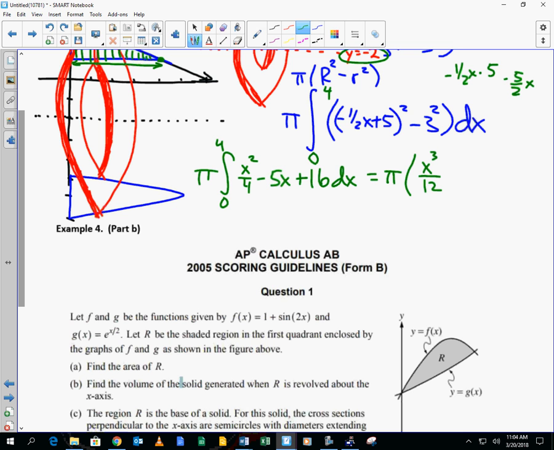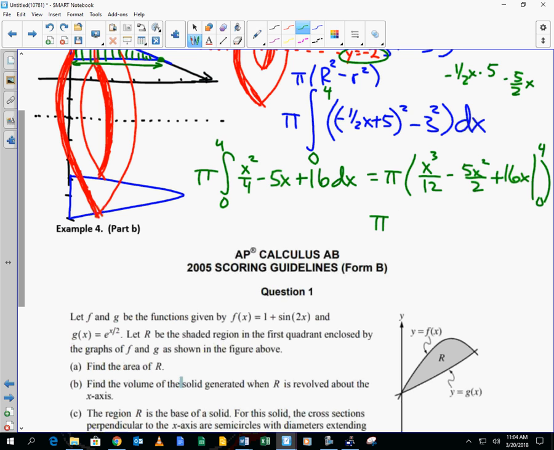X cubed over 12 minus 5x squared over 2 plus 16x, evaluated from 0 to 4. No worries about the 0 because we'll get 0. But the 4, plug in 4, and we get, let's see, 4 cubed is 64 over 12. Each is divisible by 4, so we get 16 over 3.